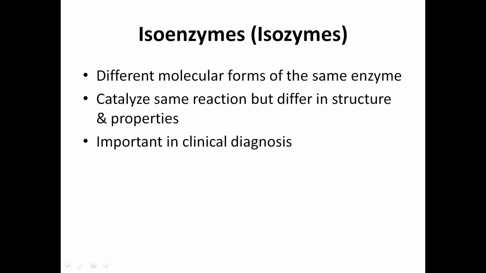What are isoenzymes? Isoenzymes are different molecular forms of the same enzyme that catalyze the same reaction, but they differ in structure and their properties. These are important in clinical diagnosis because they catalyze the same reactions, but they have defined structures and defined molecular forms, though they are the same enzyme. That's why they catalyze the same reactions.